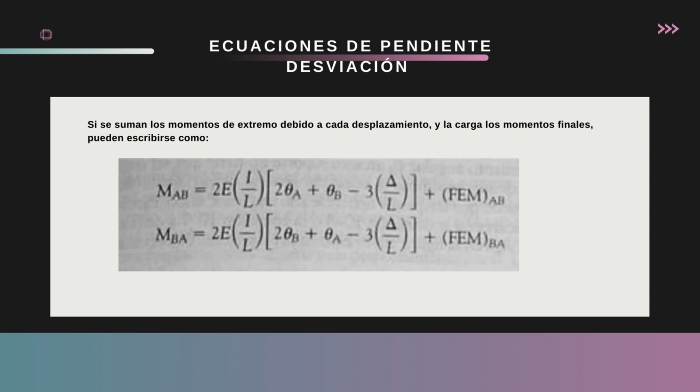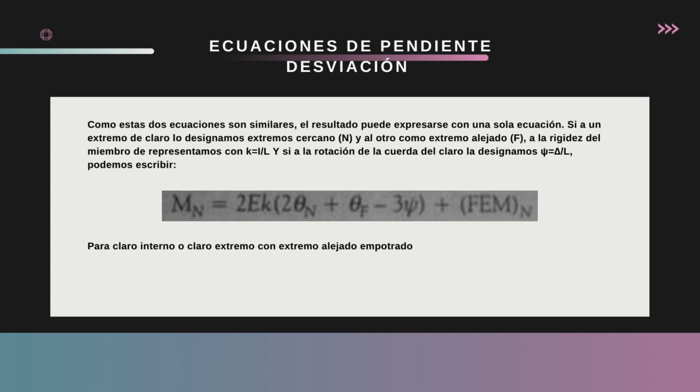If the end moments due to each displacement and the load end moments are added together, they can be written as: Since these two equations are similar, the result can be expressed with a single equation.